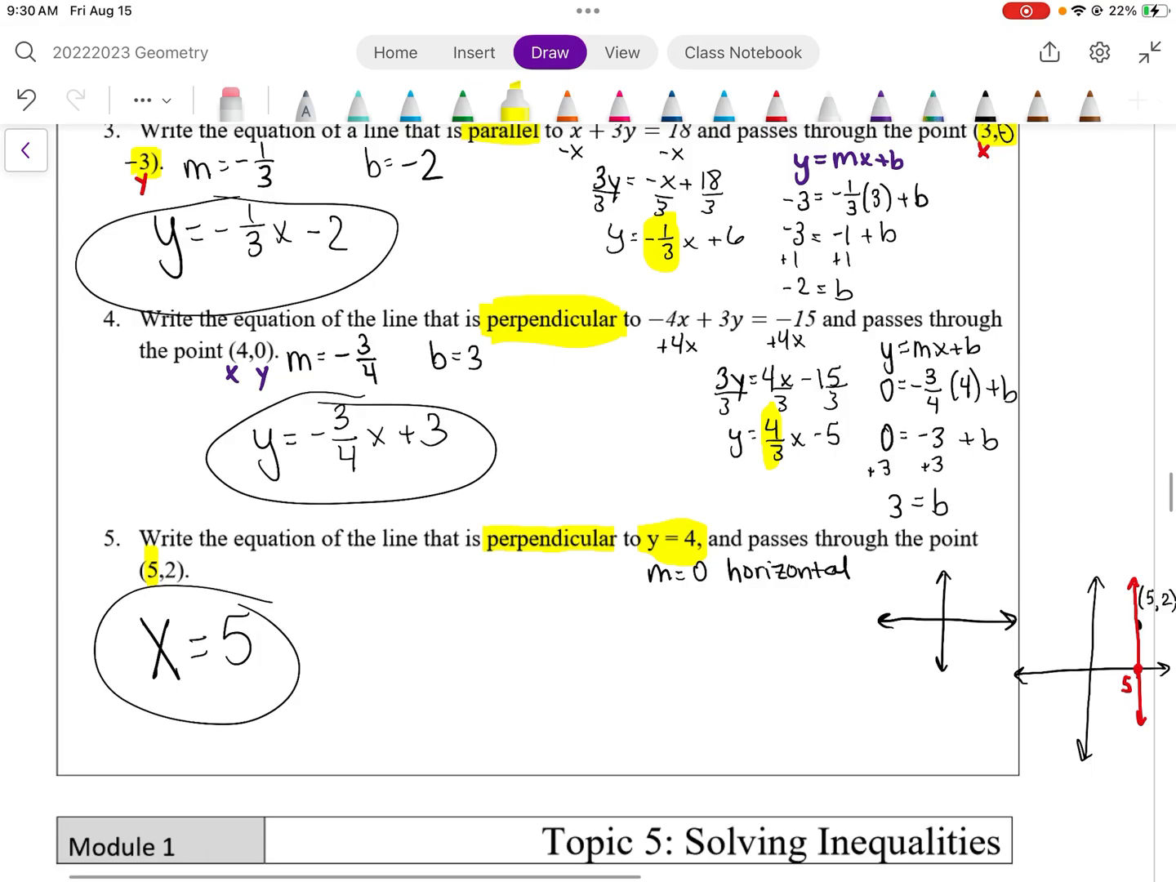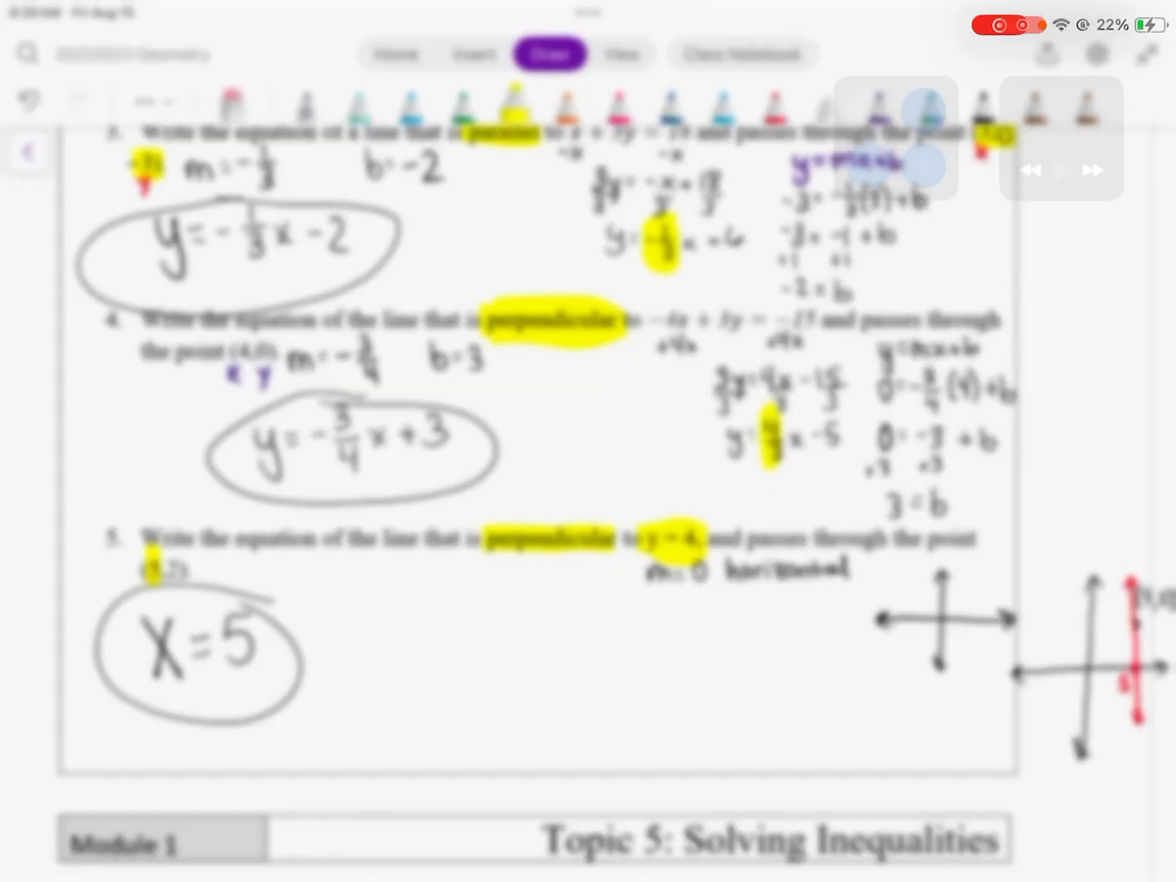You kind of just take that x value and you steal it. Oops. You steal it for your equation. There you go. That's all I have for today.